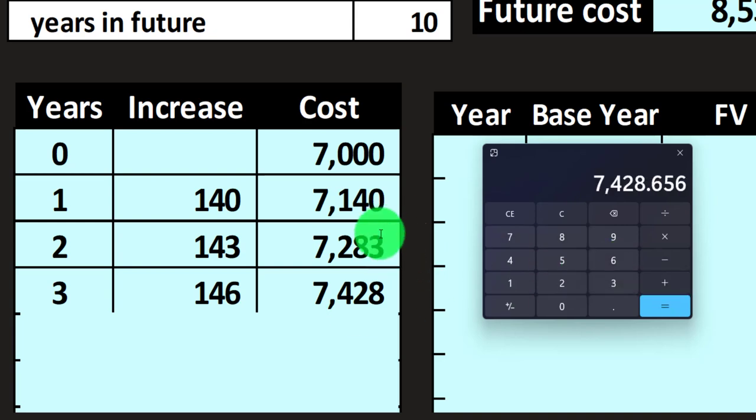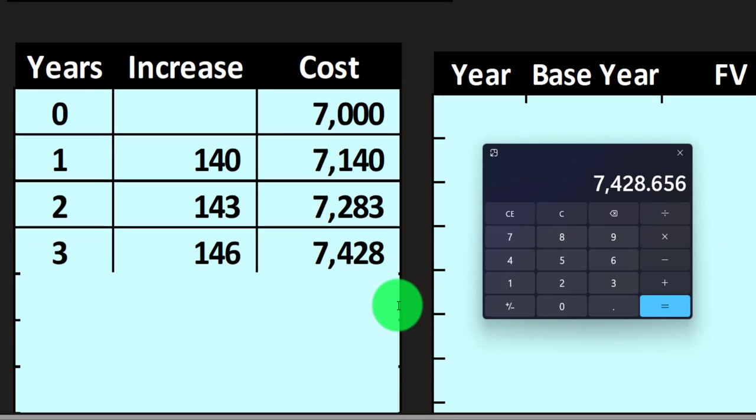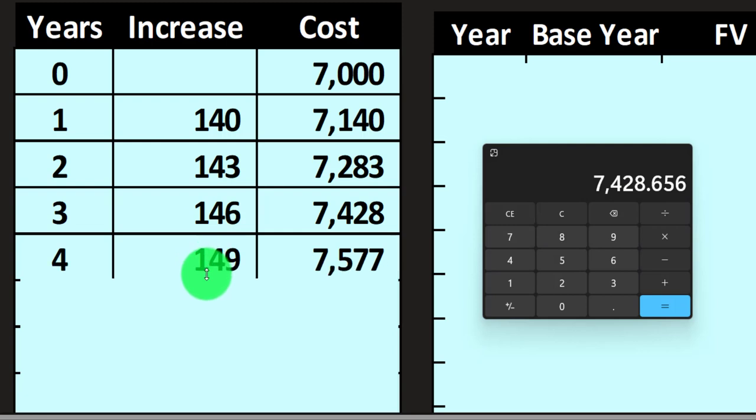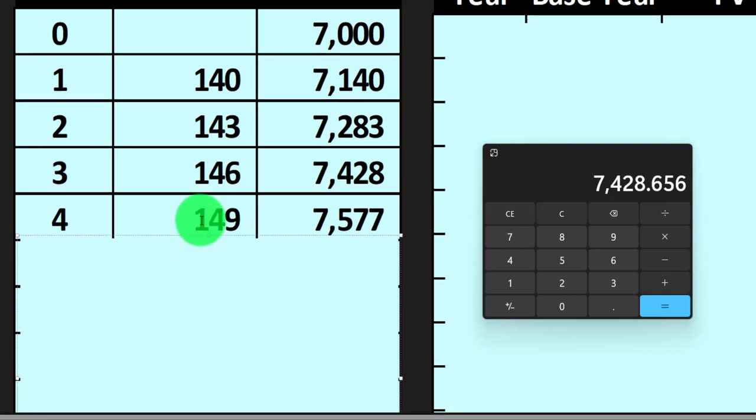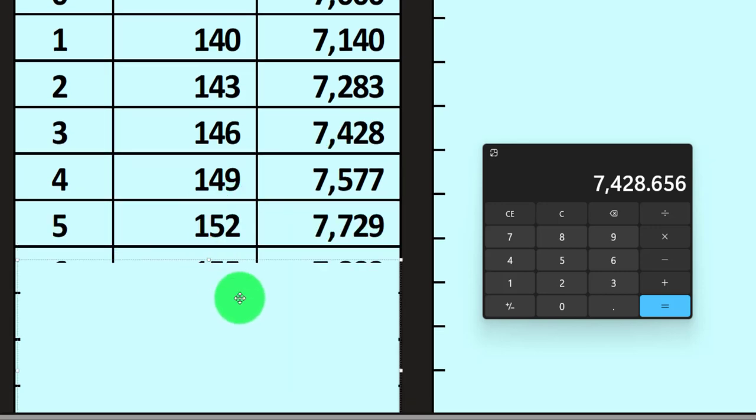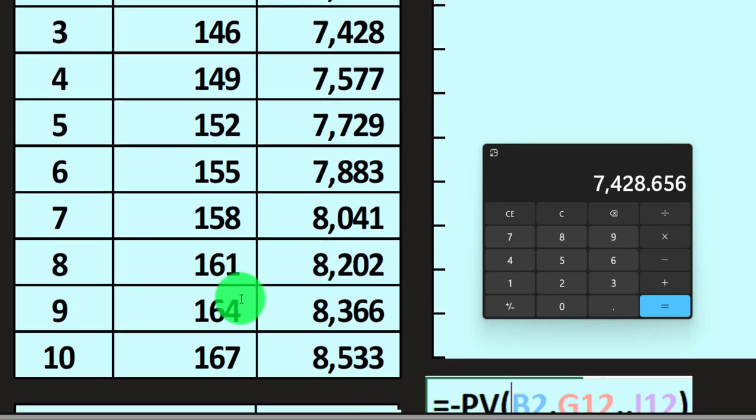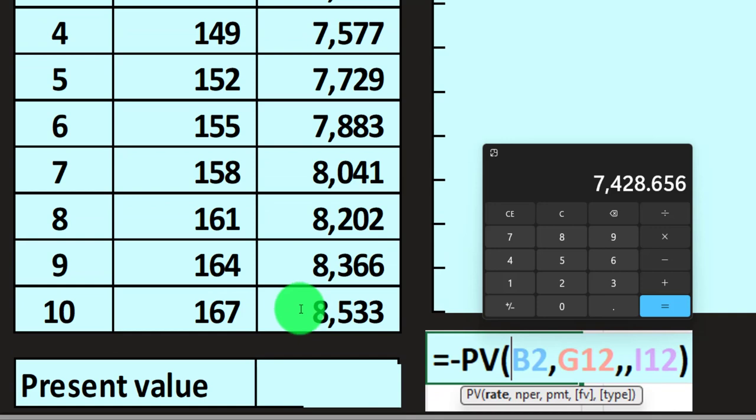And there's rounding, because the 7,283 is rounded, but that would get us to about 7,429, and so on and so forth, adding another increase, the increase going up because we have a prior balance that's higher. And if we did that all the way down to 10 years, we would expect at year 10 that we're at 8,533.